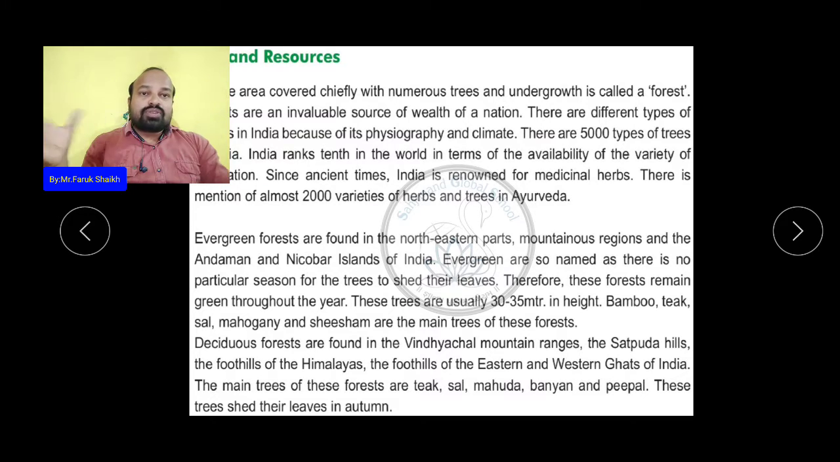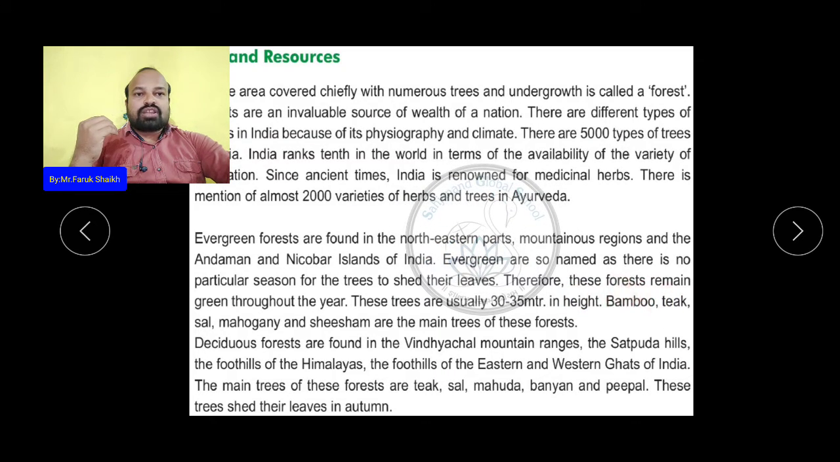And the trees become leafless, like barren during the autumn season. But after the spring season comes, all the trees become green again. Therefore these forests remain green throughout the year, because the trees do not shed their leaves in a particular season. Yes, they shed their leaves, but for them it is not a particular season. That is why this forest remains green throughout the year.